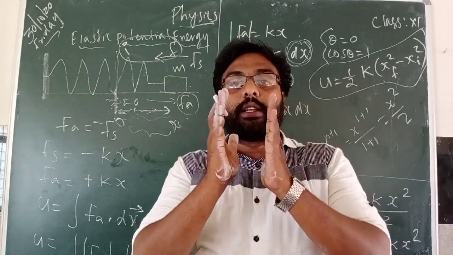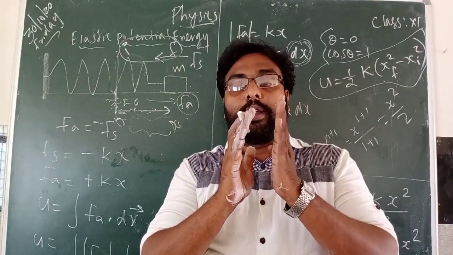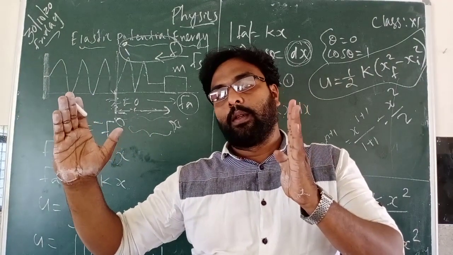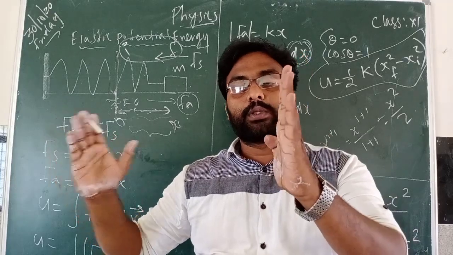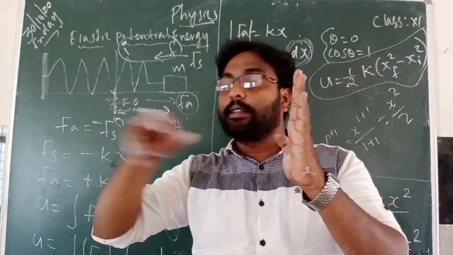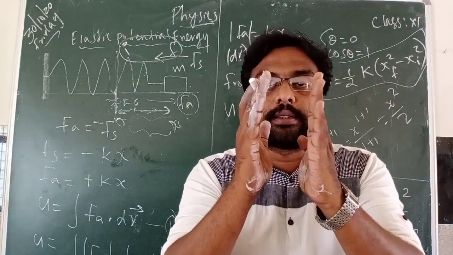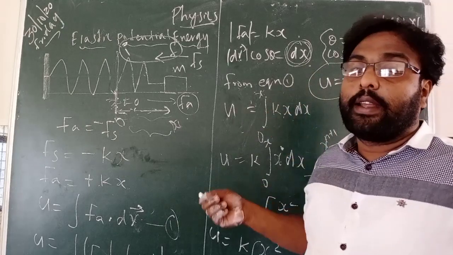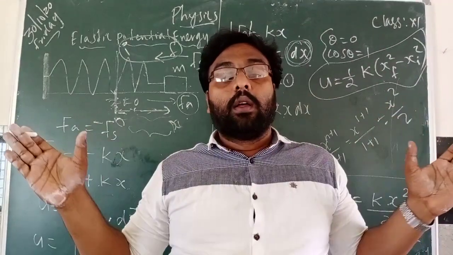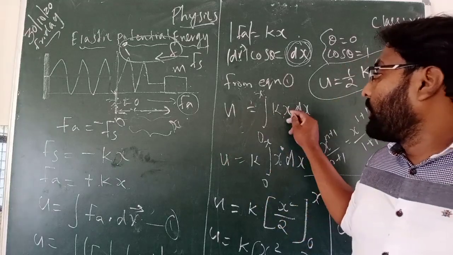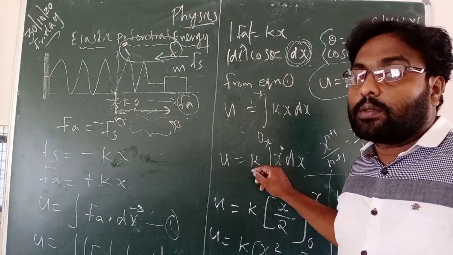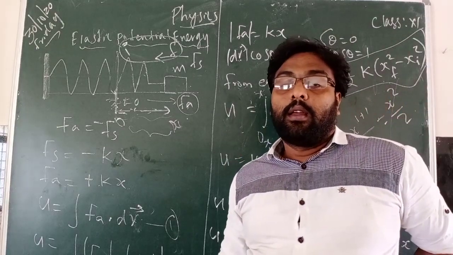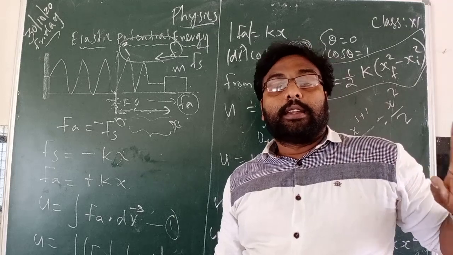Dx means a small displacement, but we are integrating to find the whole displacement. The spring is extended from this position to this position, x distance, made of small distances dx. We are integrating that, so we will get the whole displacement. So u is equal to the integral of kx dx. Here k is constant, taking k outside. Now x dx is remaining. You all know the basic integration. X dx means what?